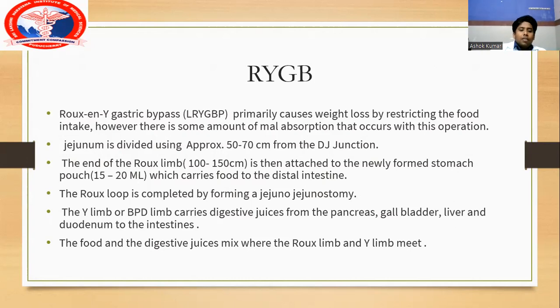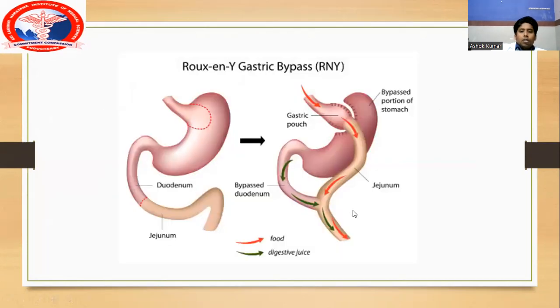So this Roux limb is brought upwards and attached to the newly formed stomach pouch. The newly formed stomach pouch will be approximately 20 to 50 ml, and a gastrojejunal anastomosis is done. And this alimentary limb carries food. The Roux loop is completed by forming a jejunojejunostomy. Okay. So this is the newly formed gastric pouch, and it's separated from the rest of the stomach.